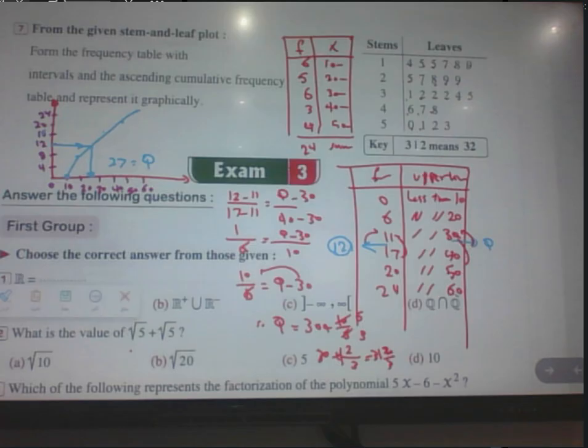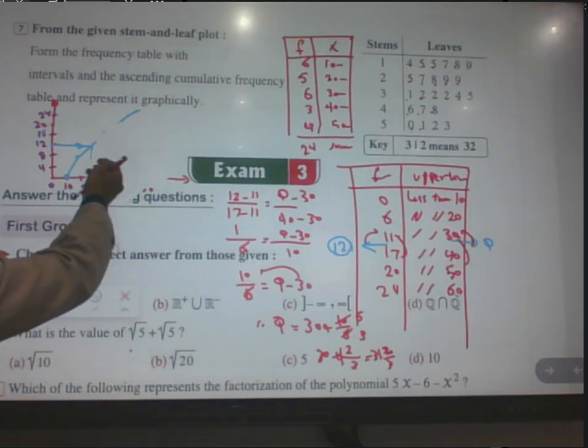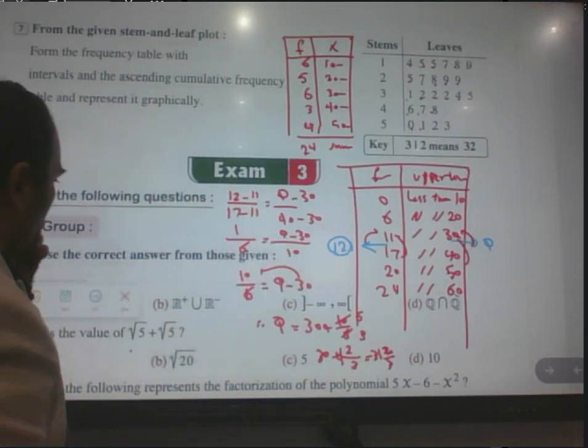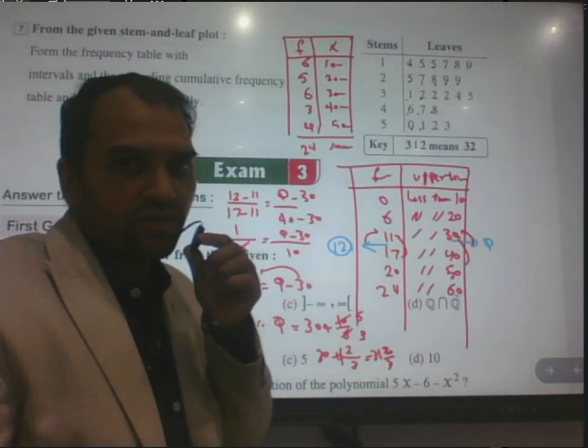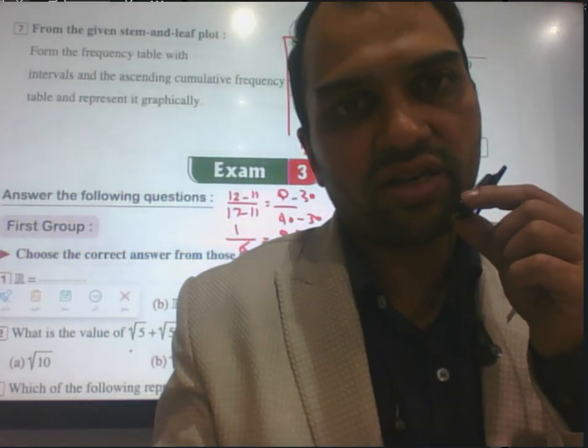So it's nearest to the answer from the graph. When you draw, you can write the answer exactly at home, okay? Okay, my students, you can find the answer exactly by drawing, okay? Understood?